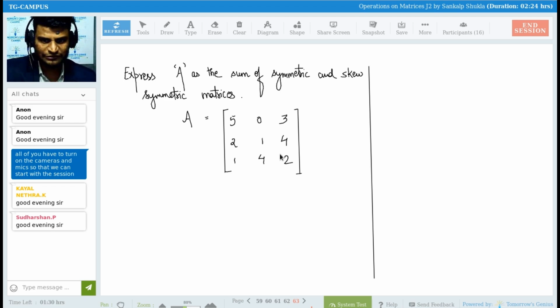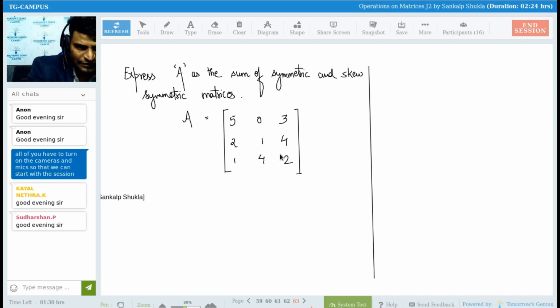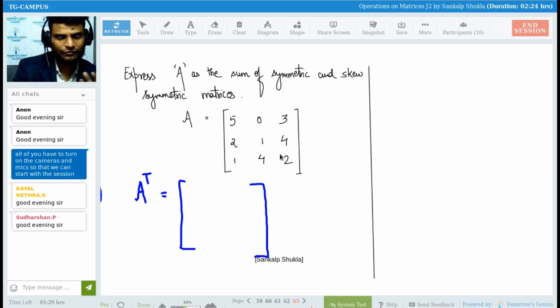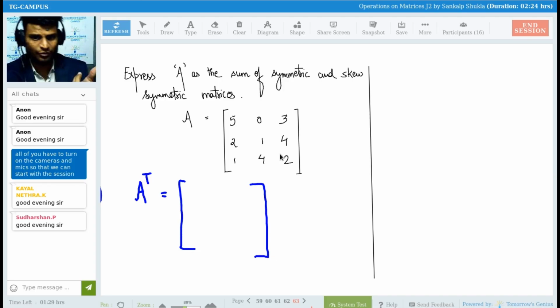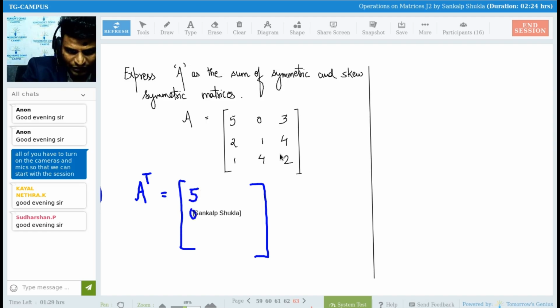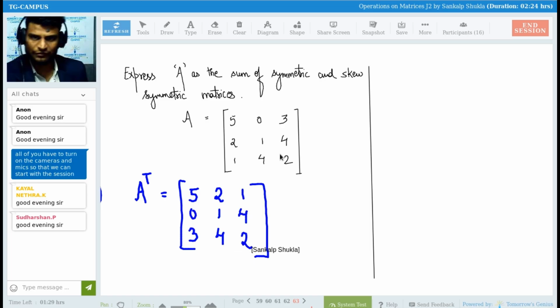Okay, students, just look at the solution. I'm telling you how this is going to be done. What was the first step? The first step was to find A transpose. If A is this, you just have to interchange the rows and columns. So it will be 503, again 214 and 142. So this is the transpose.